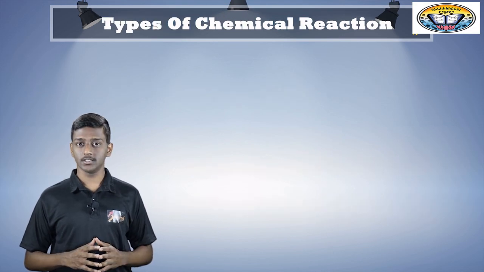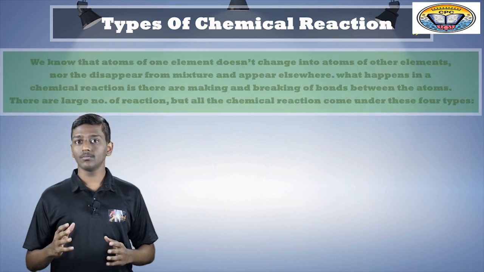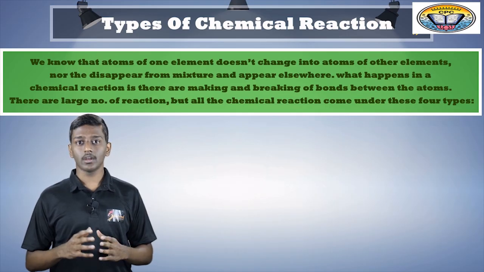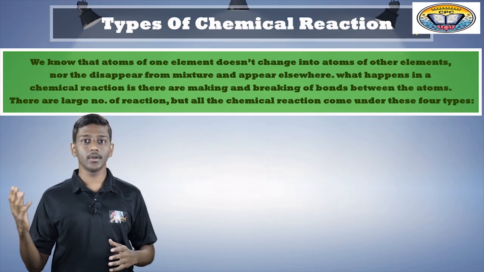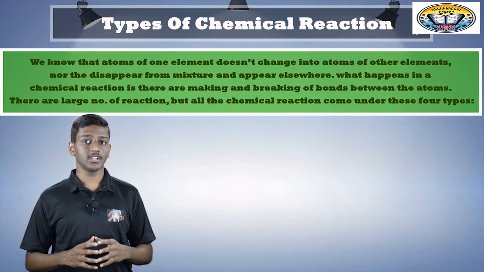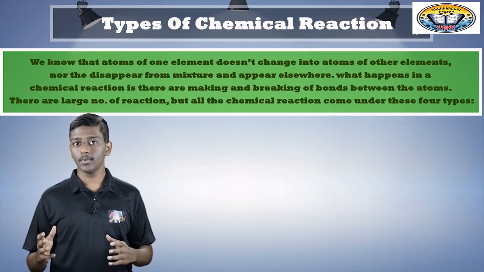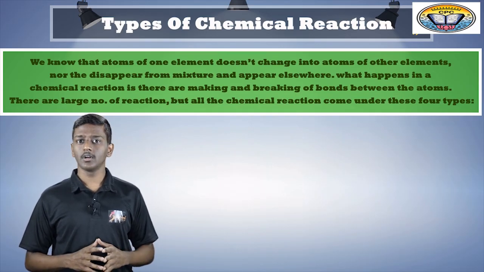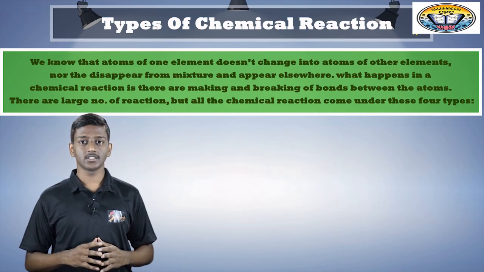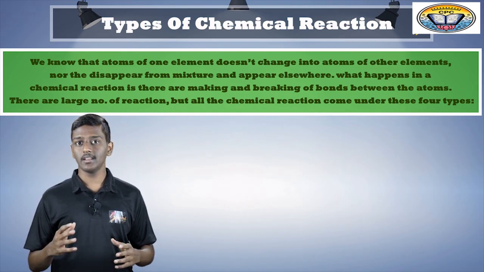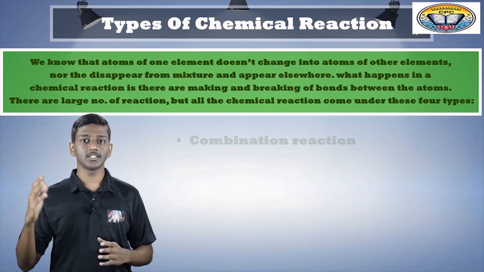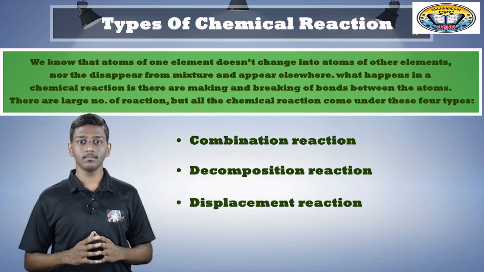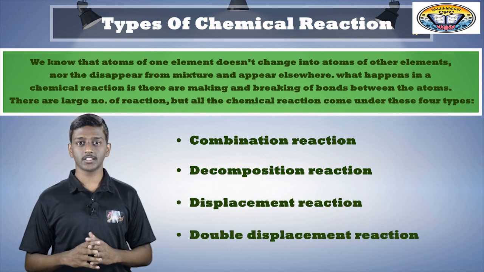Types of chemical reactions. We know that atoms of one element do not change into atoms of another element, nor do atoms disappear from the mixture and appear elsewhere. What happens in a chemical reaction is there is making and breaking of bonds between the atoms. There are a large number of reactions and all these reactions come under these four types: combination reaction, decomposition reaction, displacement reaction and double displacement reaction.